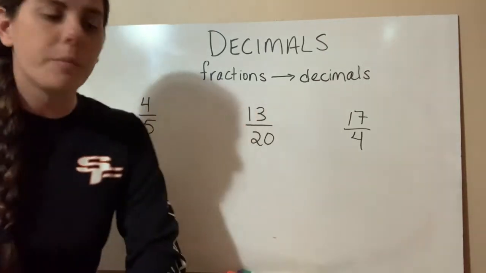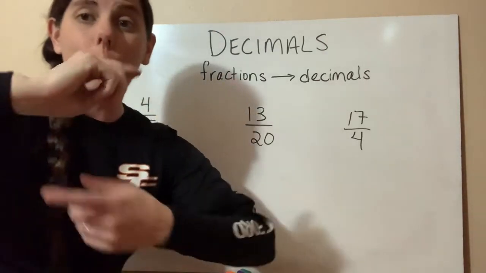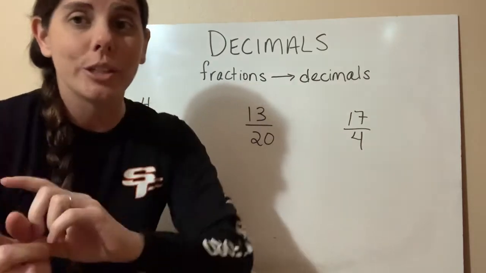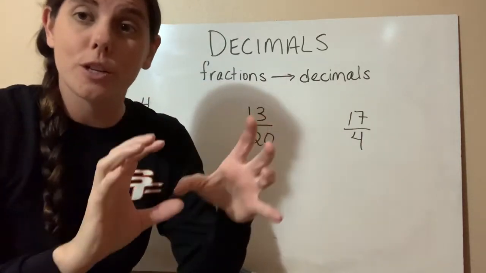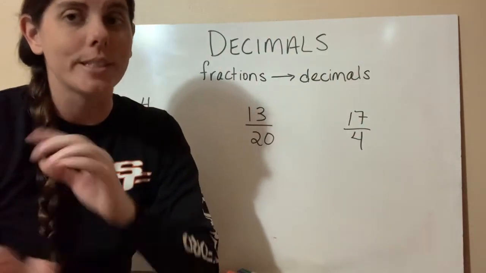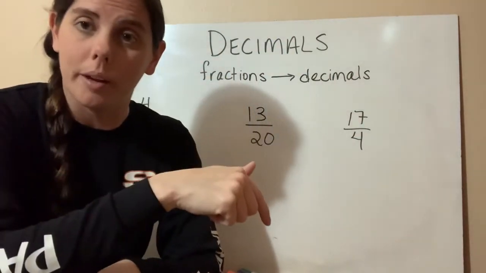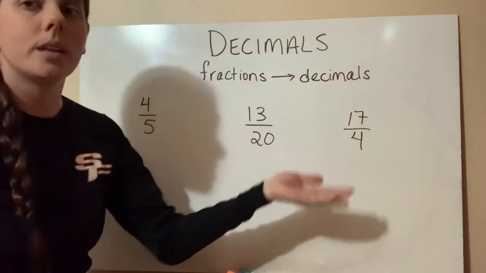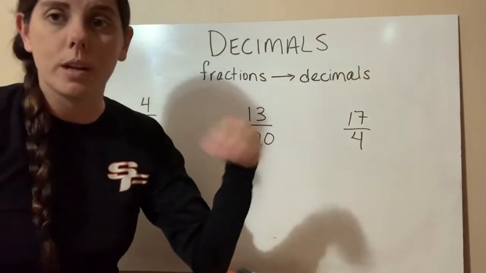In section 5.3, we're going to go the other way and start with fractions and turn them into decimals. So in section 5.1, we started with decimals and we turned them into fractions. Now we're going to go the opposite way. So we're going to start with some fractions, turn them into decimals, and see if we can figure this out together.